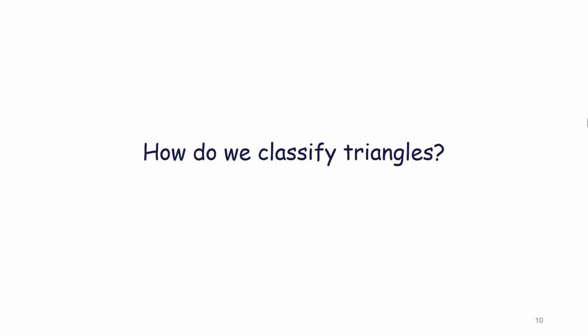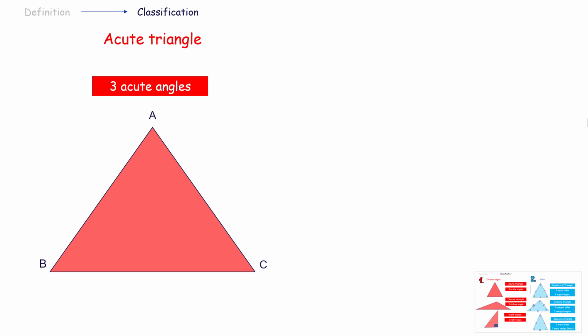How do we classify triangles? In other words, there are names for different types of triangles. Well, we classify triangles according to their angles and their sides. According to their angles, we first get the acute triangle. There are 3 acute angles.